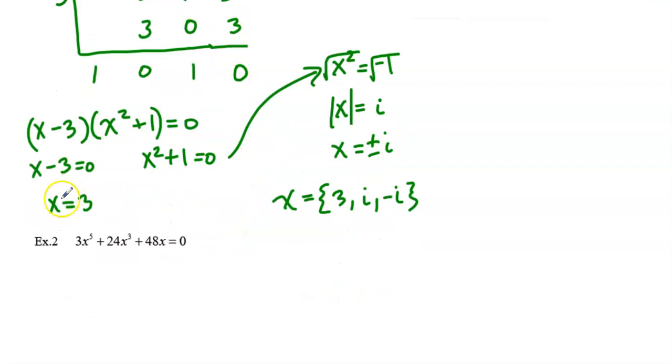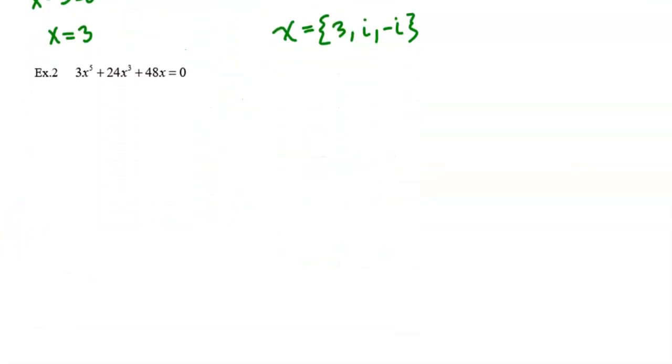In this next example, we have some work we can do algebraically. I see a common factor throughout here of 3x. So let's go ahead and take that out. Let's get as far as we can algebraically first. So we take out a 3x, and we end up with x to the 4th plus 8x squared plus 16, and that's all equal to 0. So obviously this is going to lead us to a root of 0. Anything times 0 will give us a 0. But I bet we can break this down.